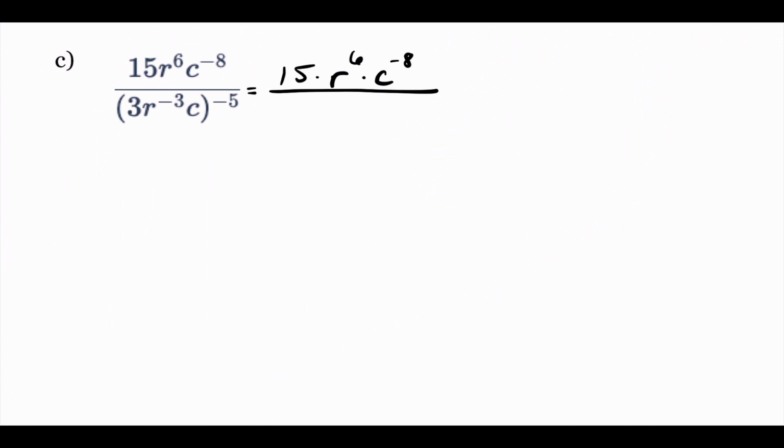Everything on the inside of the parentheses, I have a 3, I have an r to the negative 3, and I have a c. They're each going to get a power of negative 5. So I have positive 3 to the negative 5 power. I have r to the negative 3 to the negative 5 power. And I have c to the negative 5 power.